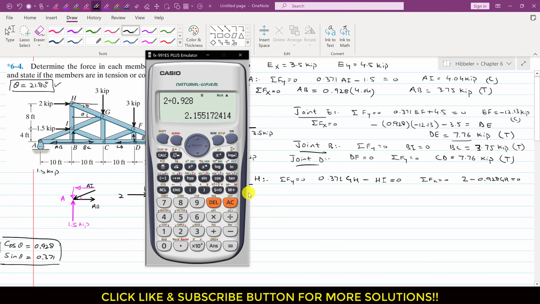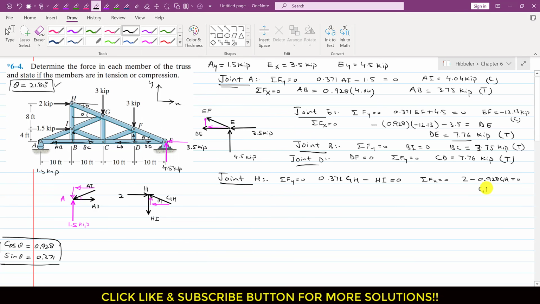So GH is 2.16. So I will write that GH is 2.16 kip. And as GH is acting towards this joint H, this means that this GH is the compressive force, right? This is compressive force. So now since we know GH, we can find HI from this equation.